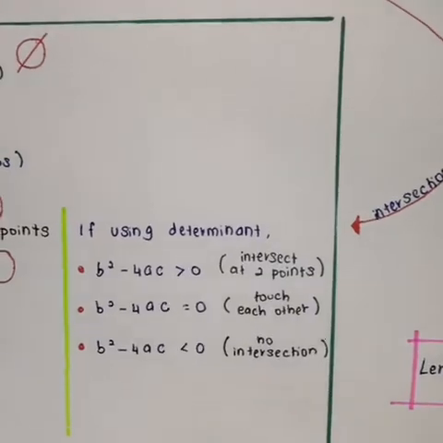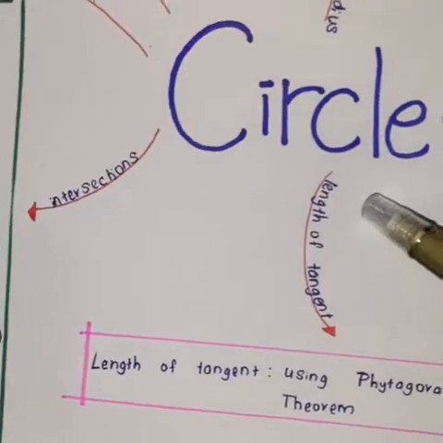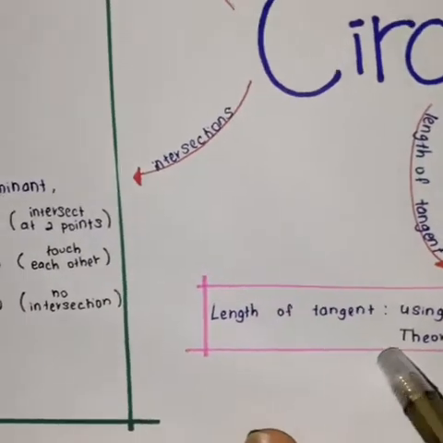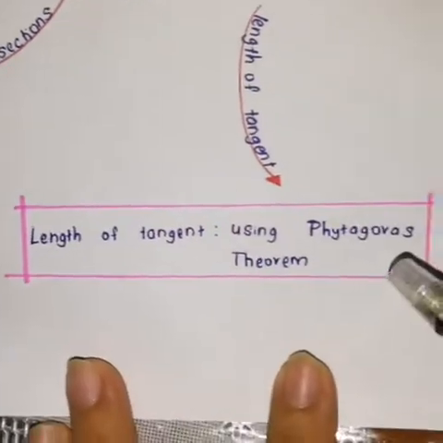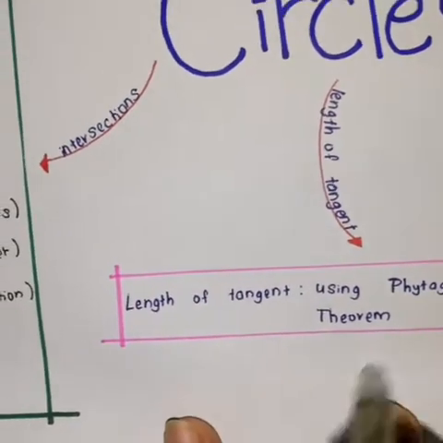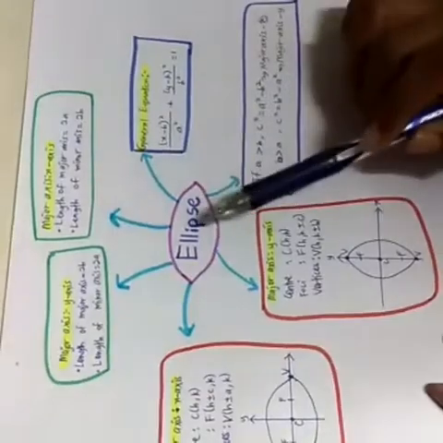Okay. Seterusnya ialah length of tangent. Kalau length of tangent kita boleh guna Pythagoras theorem. Okay, itu je. Okay, ellipse.